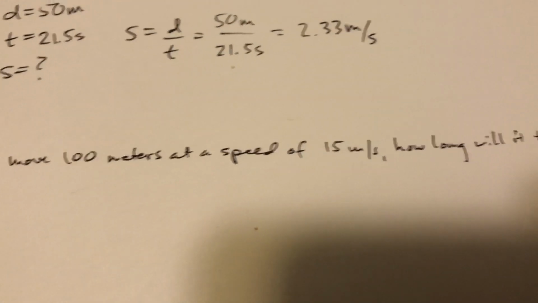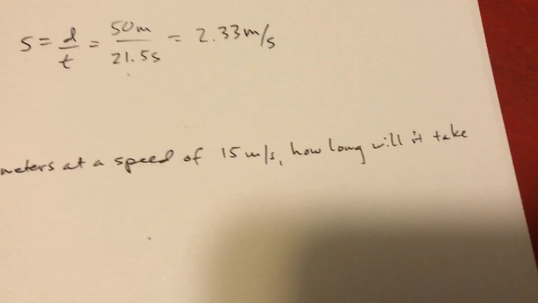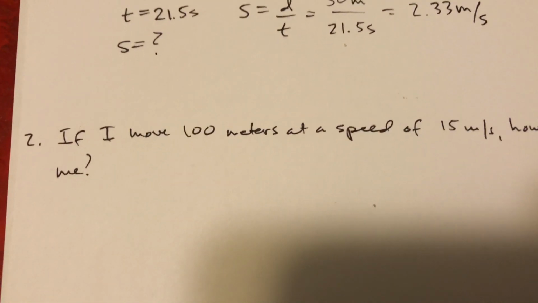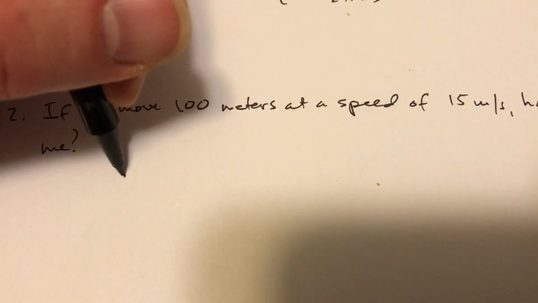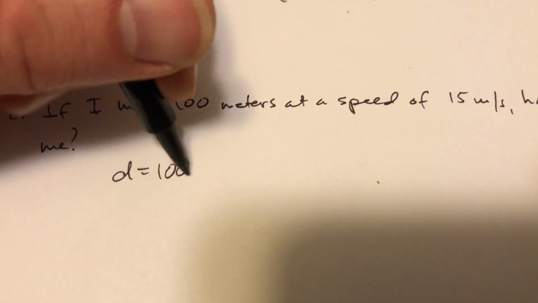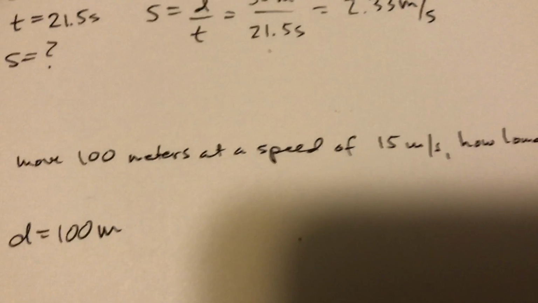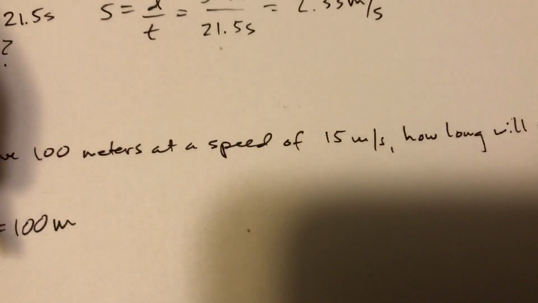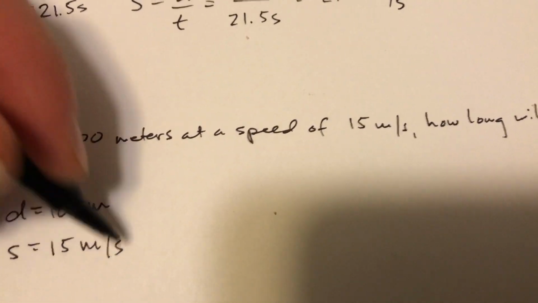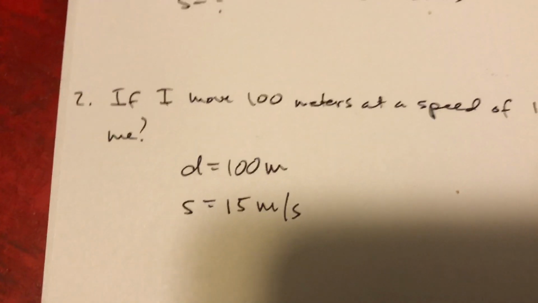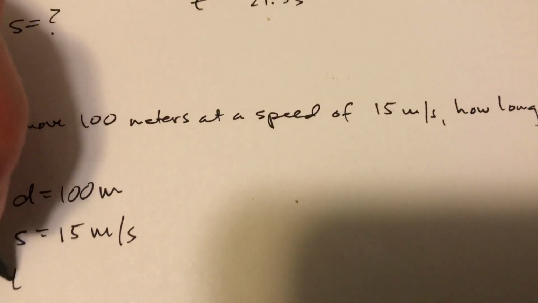If I move 100 meters at a speed of 15 meters per second, how long will it take me? All right, so what do I have? I've got 100 meters. So once again, I'm given a distance of 100 meters. And it says at a speed of 15 meters per second, so that's S equals 15 meters per second. And then it says, how long will it take me? How long? That's a time.